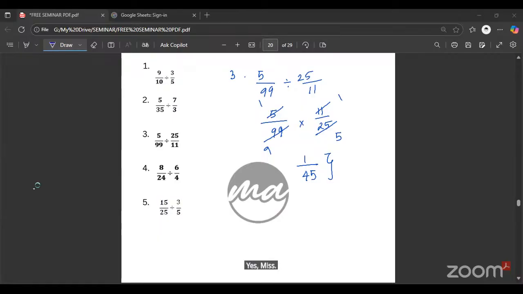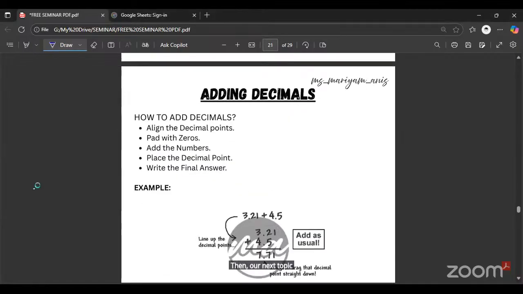Then our next topic is adding decimals. How to add decimals? First thing, align the decimal points. Second, pad with zeros. Third, add the numbers. Fourth, place the decimal point. Fifth, write the final answer.